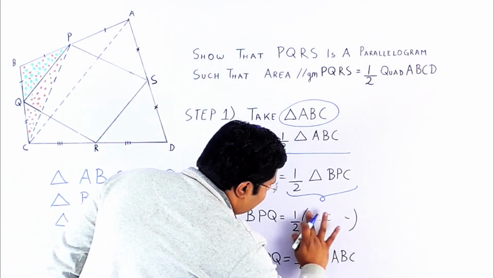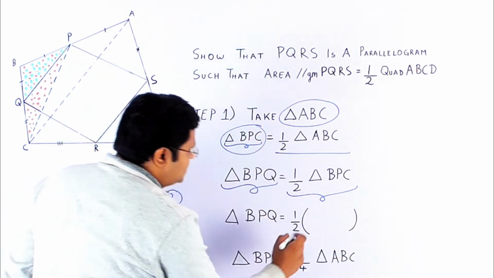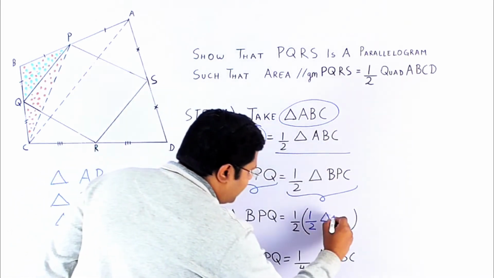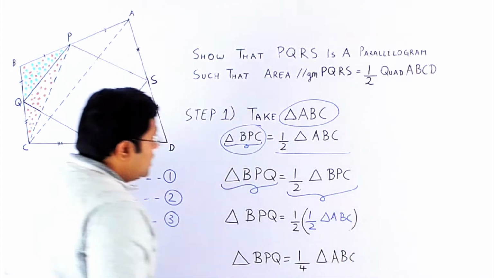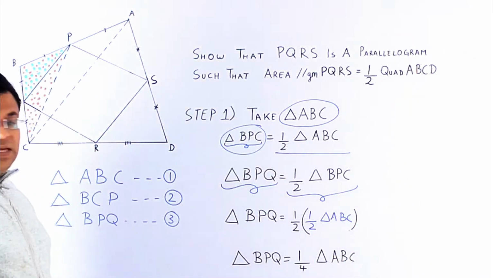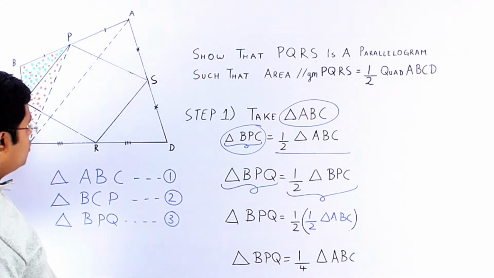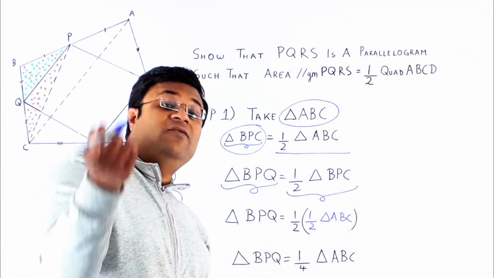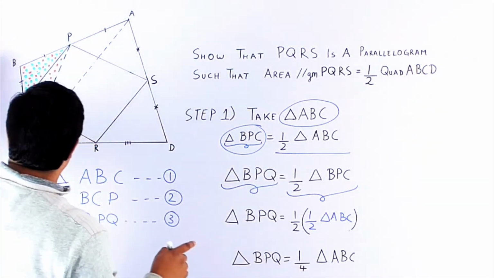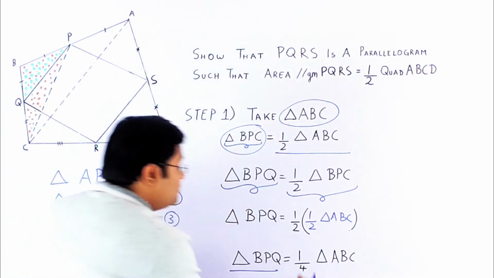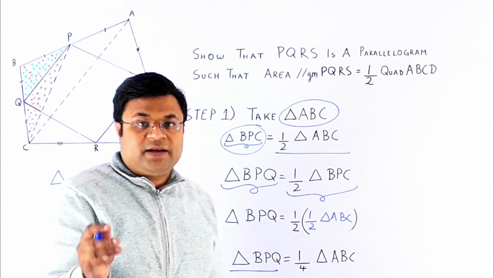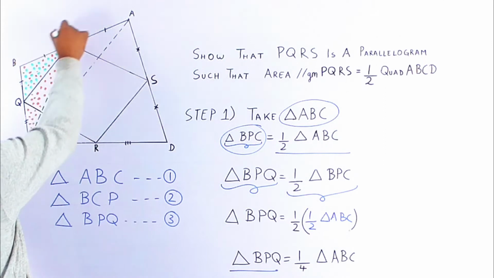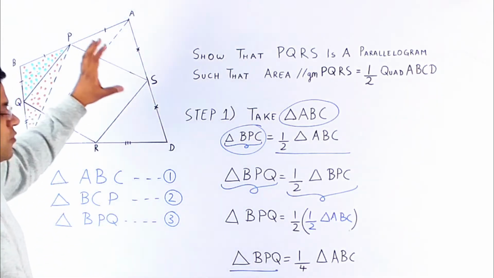Instead of BPC, we can also write that we already know BPC is half of triangle ABC. Now if BPC is half of triangle ABC, then we have BPQ is half of half. So BPQ is 1/4 of triangle ABC. Right? Got it? So the first part is that we proved this triangle BPQ is 1/4 of ABC.